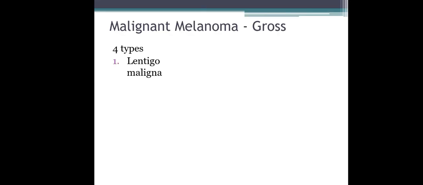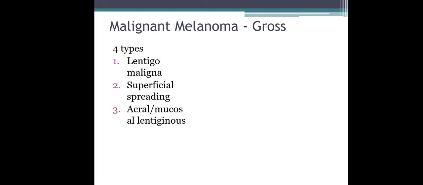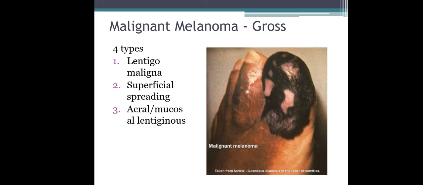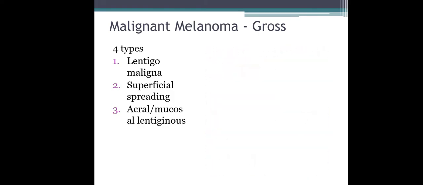Now, what are the gross types of malignant melanoma? You have a lentigo malignant melanoma, you have a superficial spreading melanoma. These are all the different gross types. Just learn the names, that's all. You need not go to the detail of all these. Acral or mucosal lentiginous and nodular.